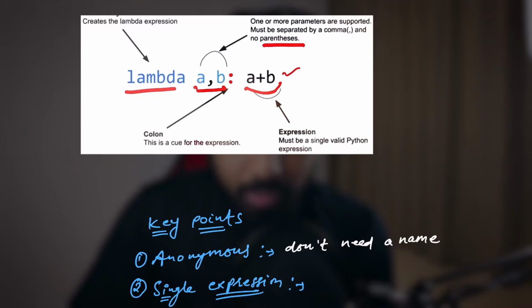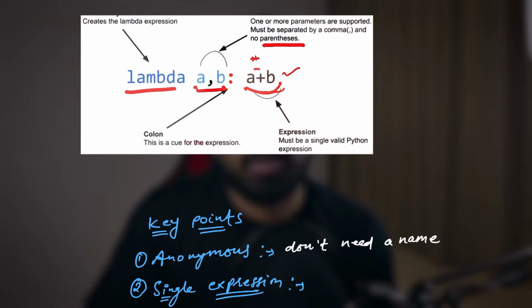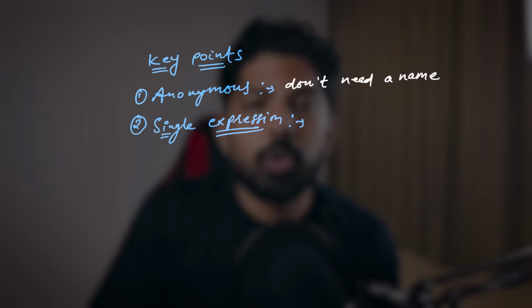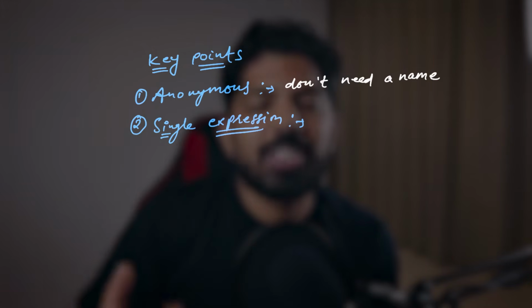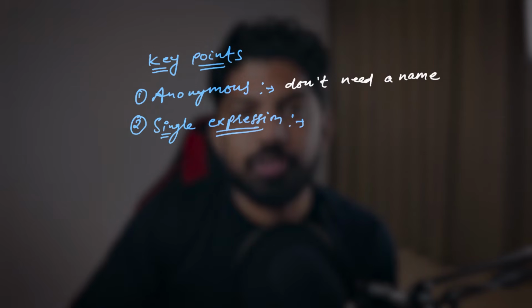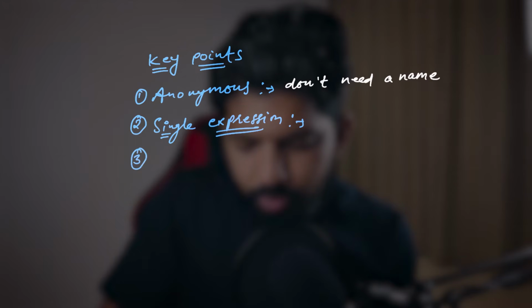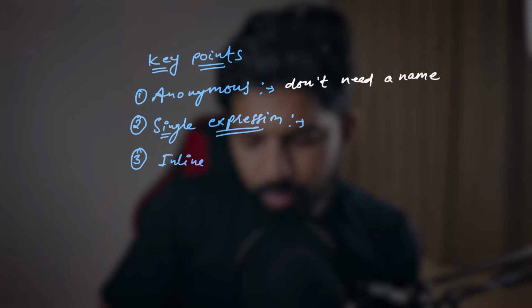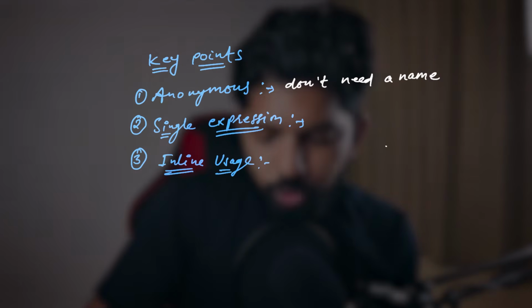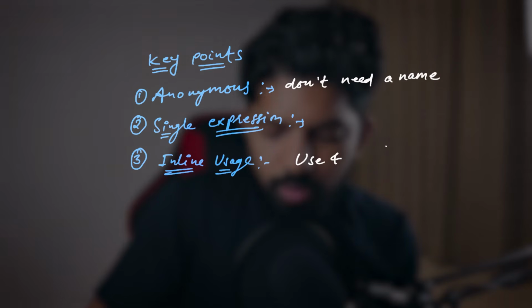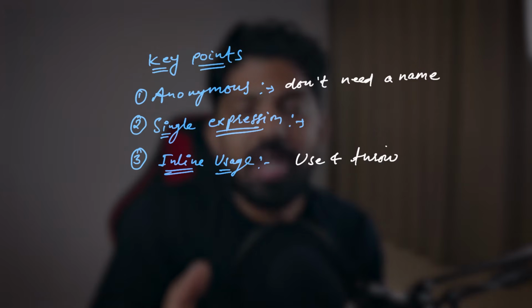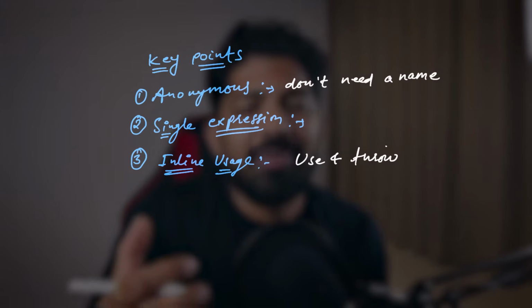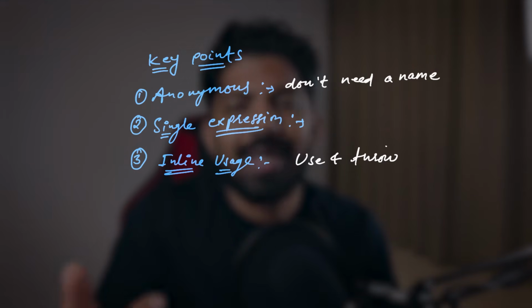So this is only a single expression. We can have a negative, we can have a multiplication, and we can have any other valid Python expression. Correct? It means they are limited to a single expression, and for more complex logic we should use a regular function. And now the last but not the least, we have inline uses. So in short, you can say use and throw. These are one line functions and they are used for a very short period of time. So that is the theory of lambda functions.